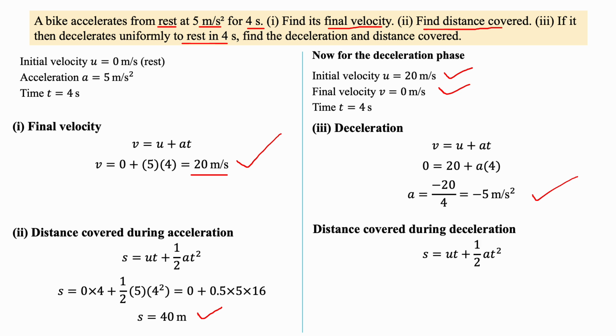Distance covered during deceleration, again use the equation ut plus half at square. We will take initial velocity as 20 meters per second in this deceleration phase. So 20 multiplied by 4 plus 1 by 2 multiplied by acceleration, which is minus 5, multiplied by 4 square. So the answer is 80 minus 1 by 2 multiplied by 5 multiplied by 16. So 80 minus 40, that would be 40 meters.